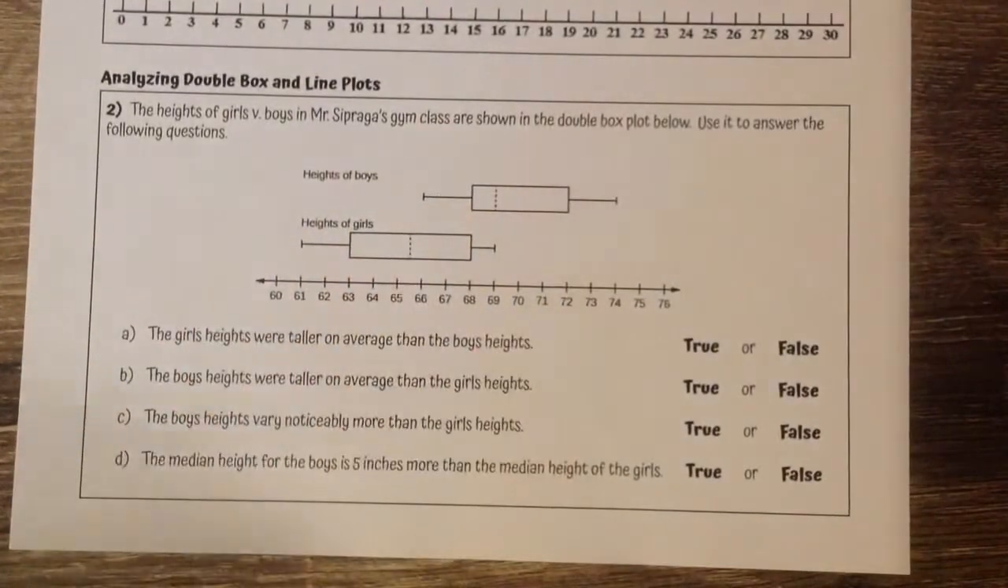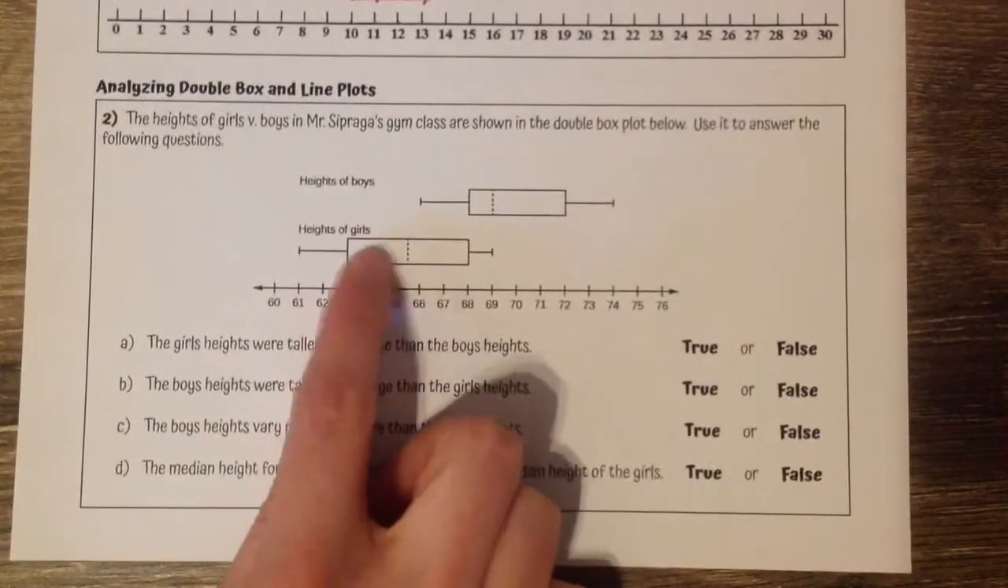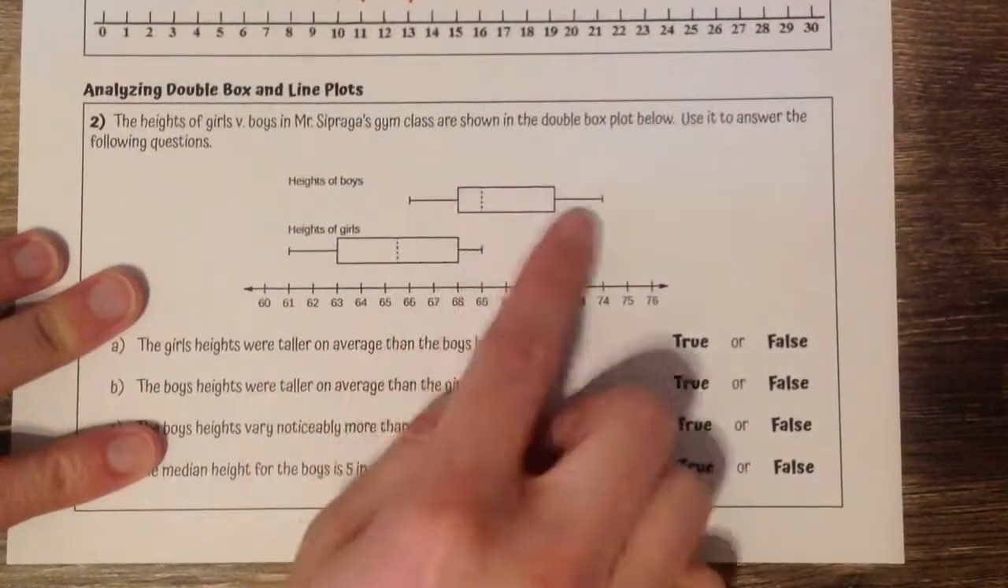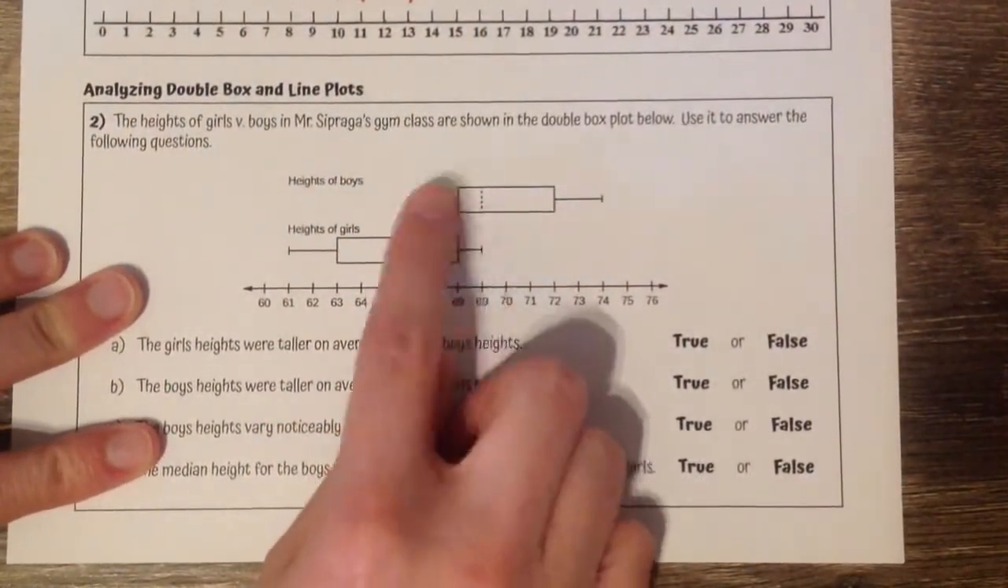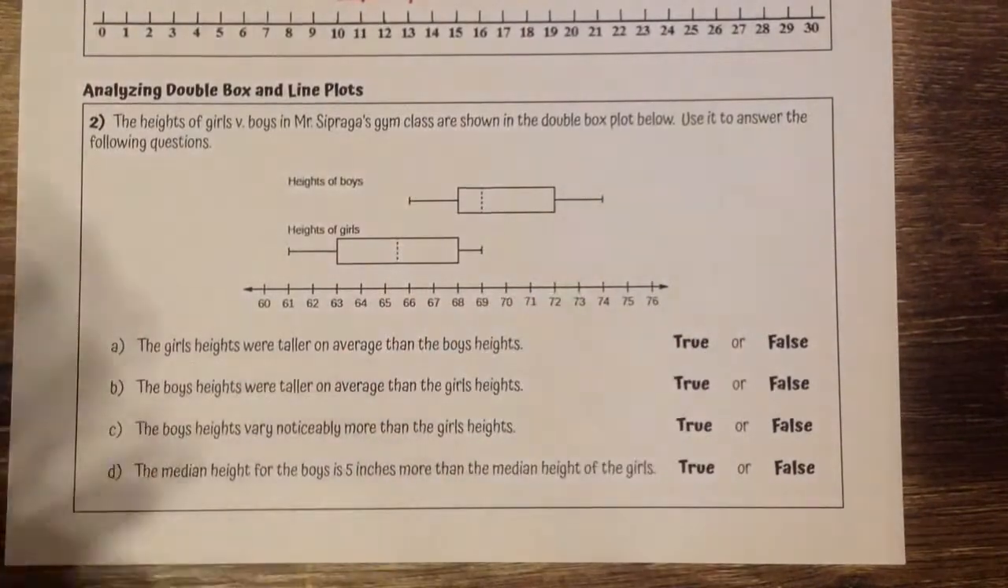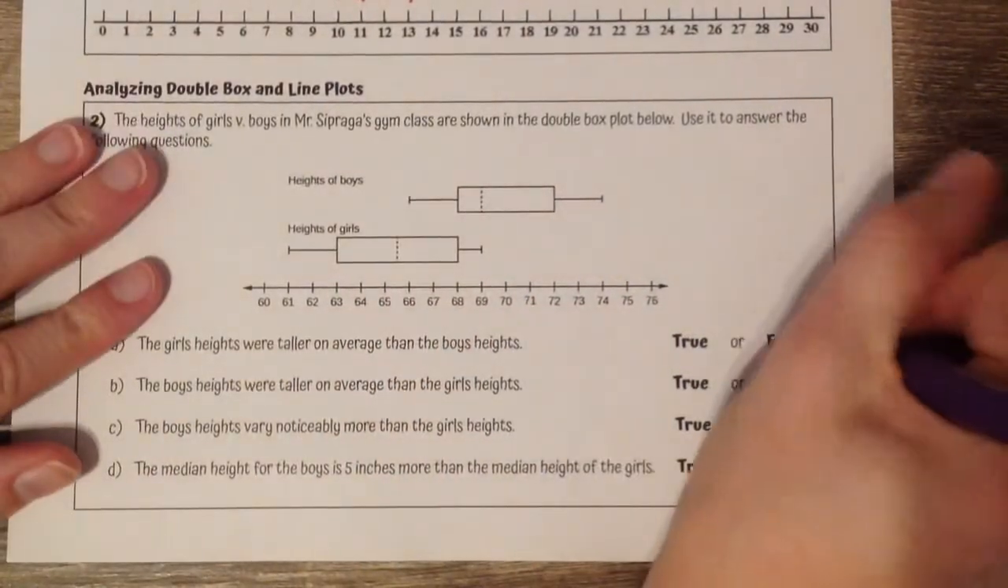So let's look at actually analyzing these. The height of girls versus boys in Mr. Sapraga's gym class are shown in the double box plot below. Use it to answer the following questions. The girls' heights were taller, on average, than the boys' heights. So, the girls, were the values generally speaking higher than the boys' values? No. Some of them were, but generally the boys were. So, that is a false statement.